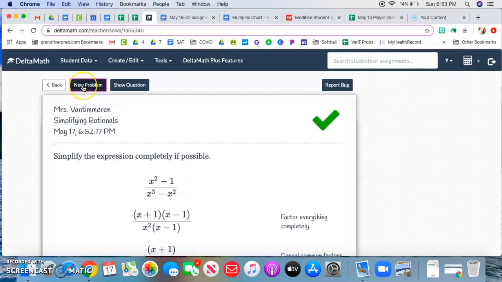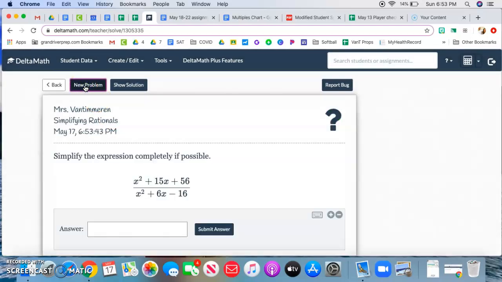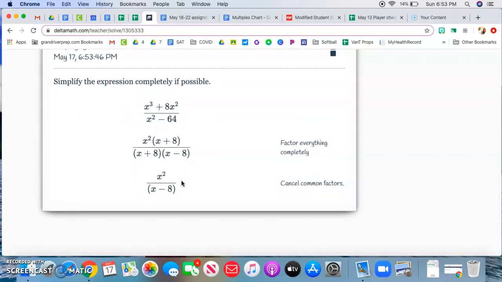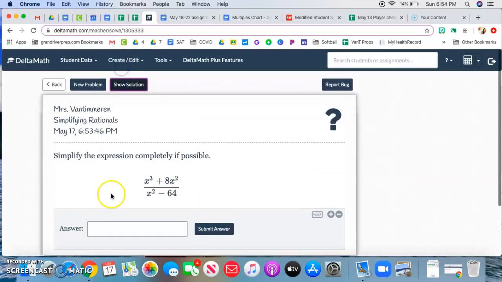All right, let's look at one more of these. Nope, different one. Let's go ahead and look at one like this here. So again, we're going to have some exponents in our answer. So our answer for this one, they get x squared over x minus 8. So let's go ahead and type this in to our answer bank.